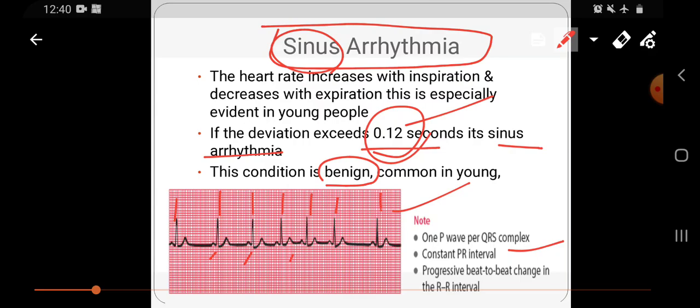Okay, so all of these conditions, sinus bradycardia, sinus tachycardia, and sinus arrhythmia, are abnormal sinus rhythms. So the rhythm starts in the SA node, but there is some abnormality. Either the rate is very high, very low, or very variable, extremely variable. Okay?